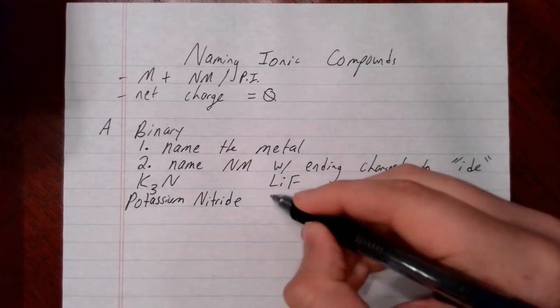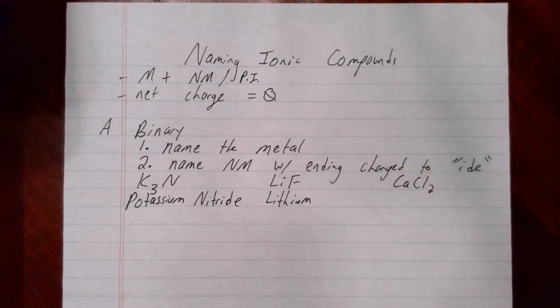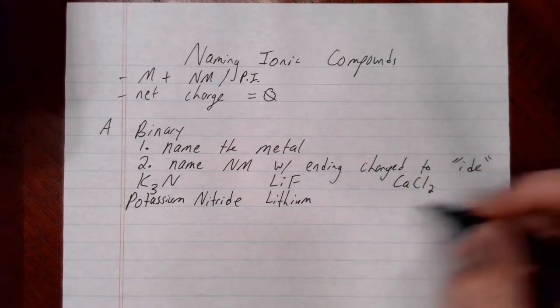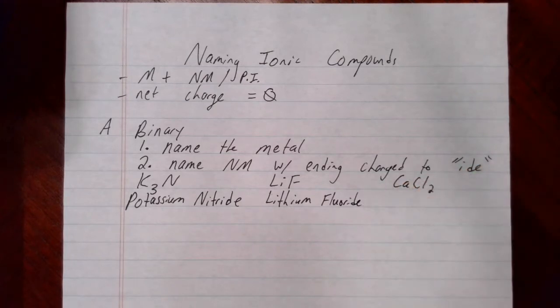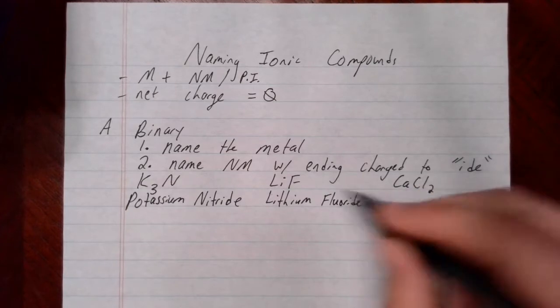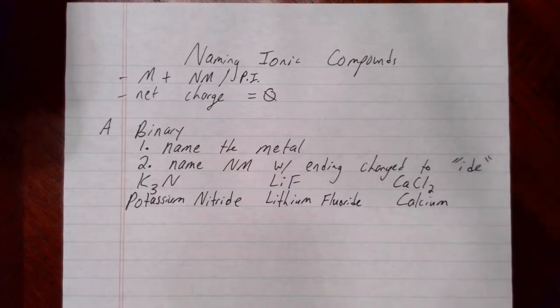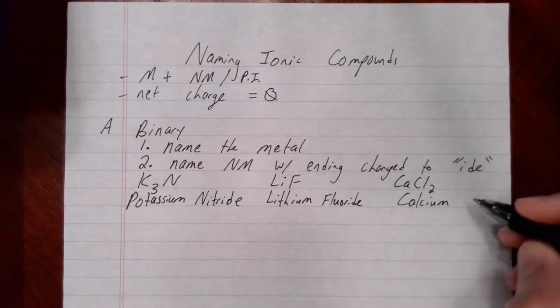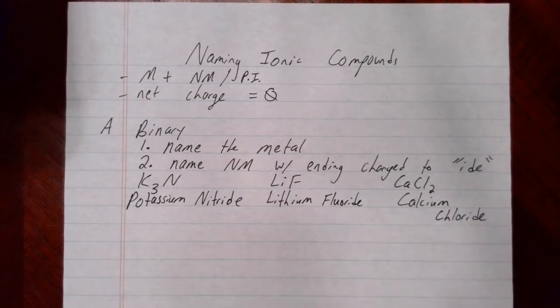So let's try another one. Name the metal, lithium. Name the nonmetal with the ending changed to IDE. F is fluorine. Fluorine with the ending changed to IDE is fluoride. And the last one, we start off with name the metal, calcium. And then we have chlorine. Change the ending on chlorine to IDE, so chloride. So fairly simple, right? Name the metal, name the nonmetal, change the ending to IDE, and you're in good shape.